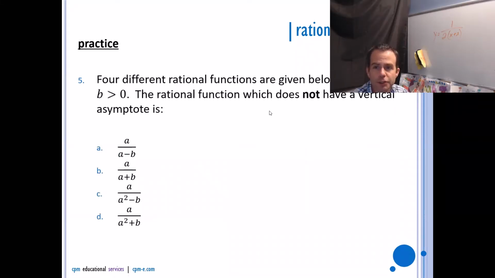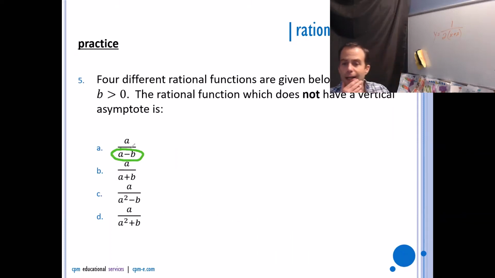Four different rational functions are given below, each with b is greater than 0. The rational function which does not have a vertical asymptote is which one? So if I don't have a vertical asymptote, I don't have an NPV. Okay, so when you look at these guys, knowing that b is greater than 0, is there a way to get a 0 on the bottom? So if I was looking at that guy, I can say right away, well, a can't equal the same thing as b because then I get b minus b and that would be 0, right?